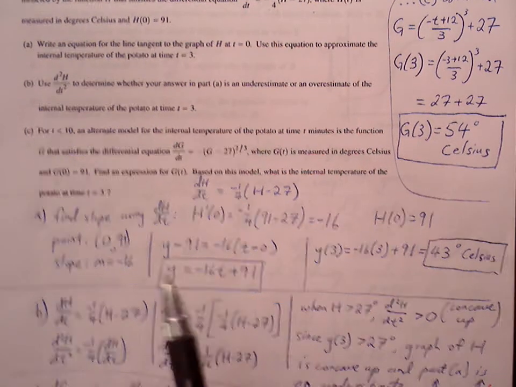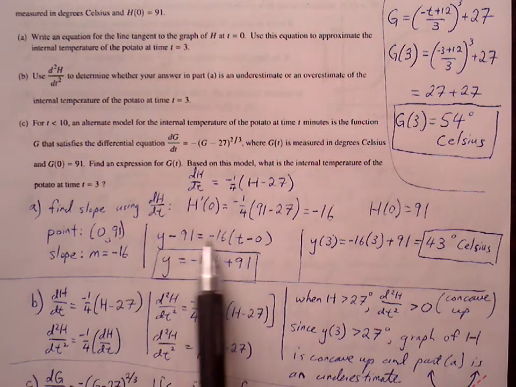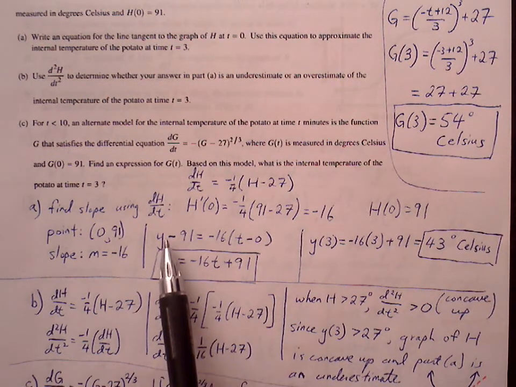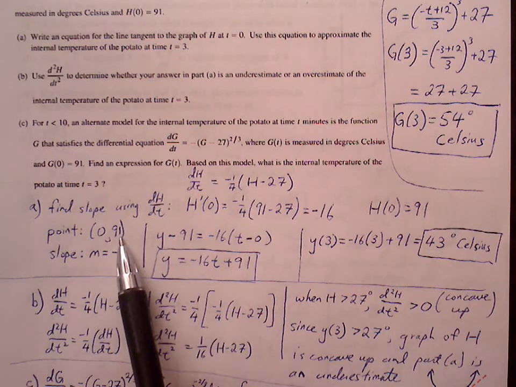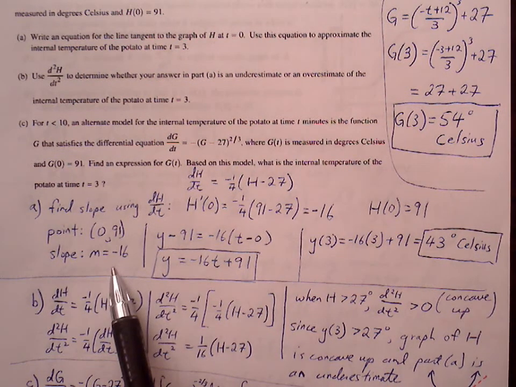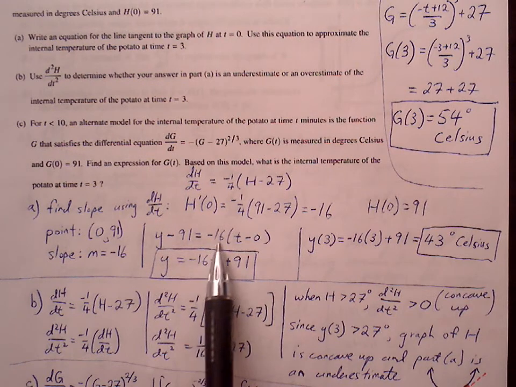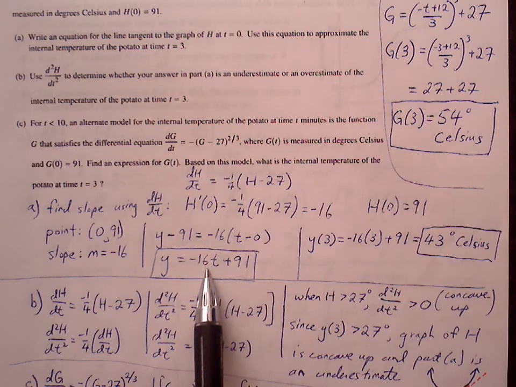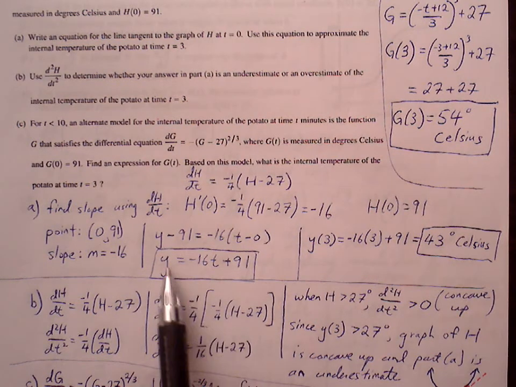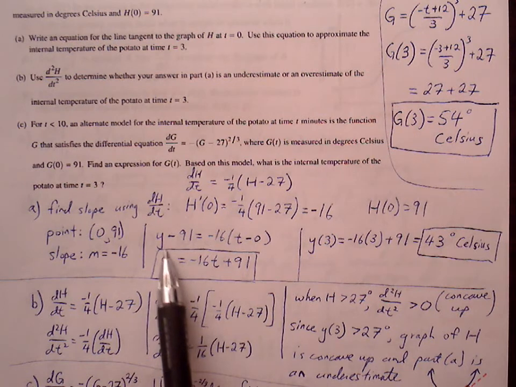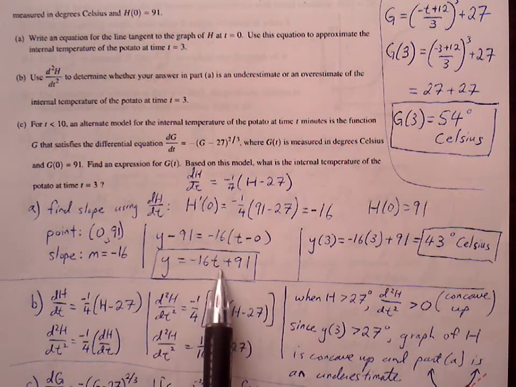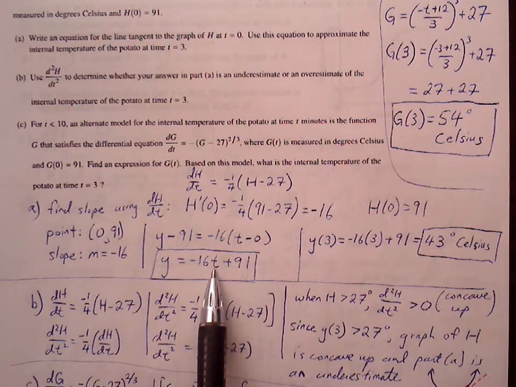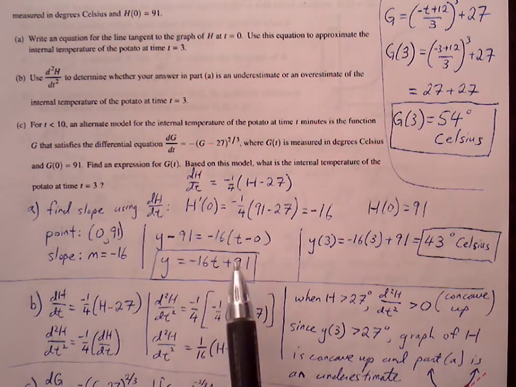Right? So now we have our ordered pair, we have our slope, and now we just plug it into our point-slope form. So y minus y sub 1, 91, is equal to m, which is -16, times x minus 0, or we can go ahead and use t to represent our independent variable. So y is equal to -16t plus 91. We can also think of y as our h approximation equation. Our temperature is equal to -16 times the value of the time in terms of minutes, sorry, plus 91.